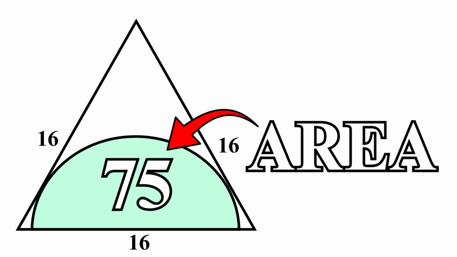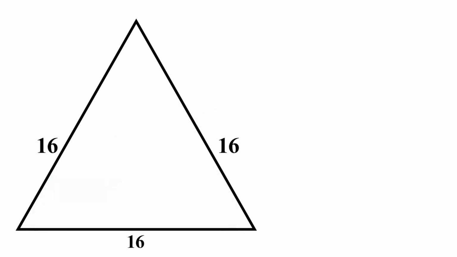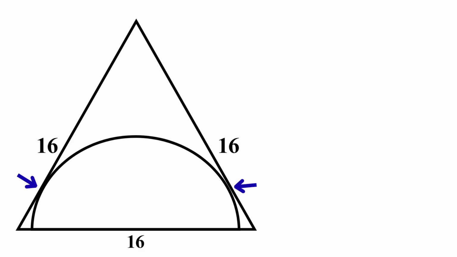All right, today we have an equilateral triangle whose sides are all equal to 16 units. Now, inside the triangle, there is a semicircle, in such a way that the flat side of the semicircle lies exactly along the base of the triangle, and the curved part of the semicircle touches both the sides of the triangle. Okay, our goal is to find the area of the semicircle.